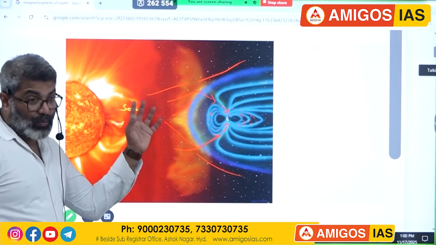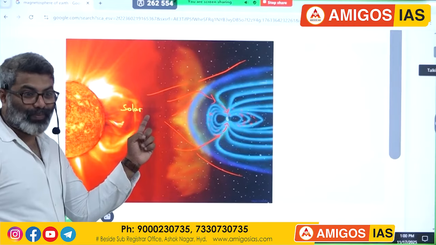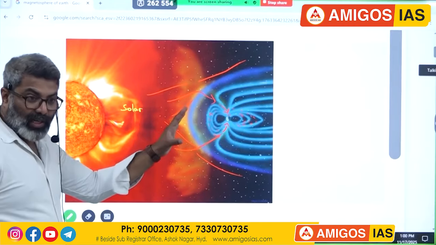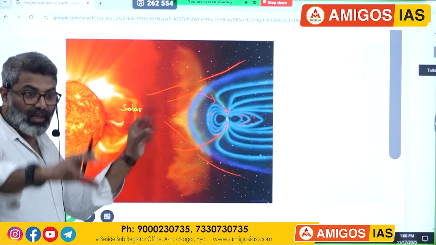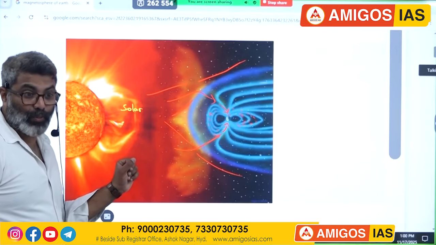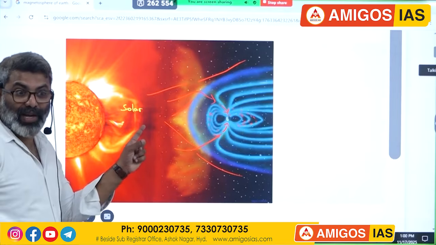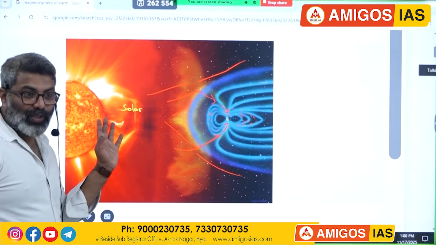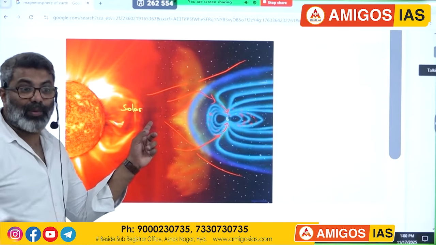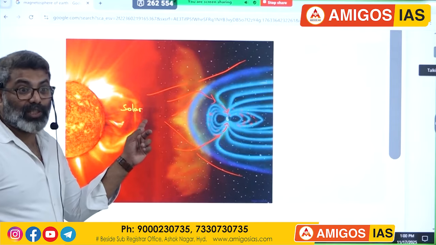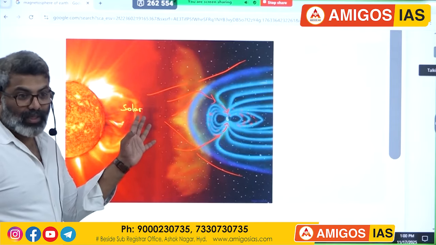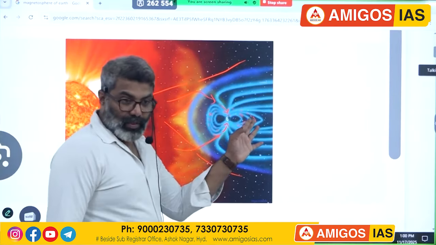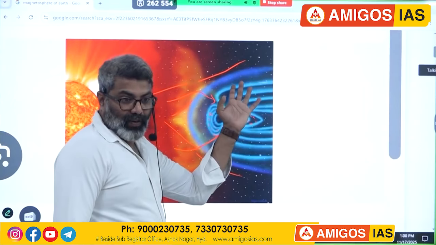But Venus's atmosphere contains carbon dioxide. So whatever heat reaches Venus, it is absorbed inside the Venus atmosphere. That is the reason Venus is the hottest planet, not Mercury. Even though Mercury is close, Venus is the hottest because the carbon dioxide present in its atmosphere is capable of trapping the heat. Then comes our Earth. We are protected by the magnetic field.